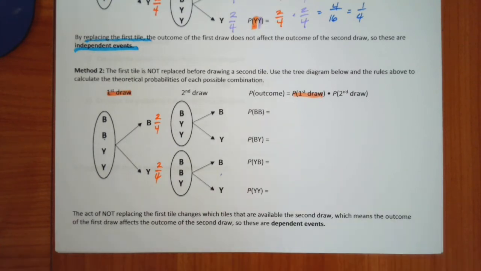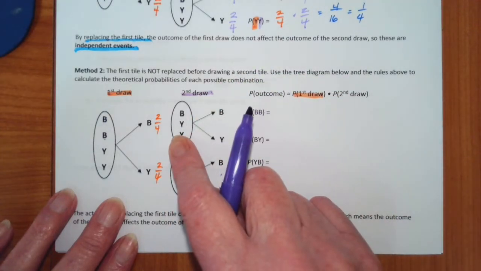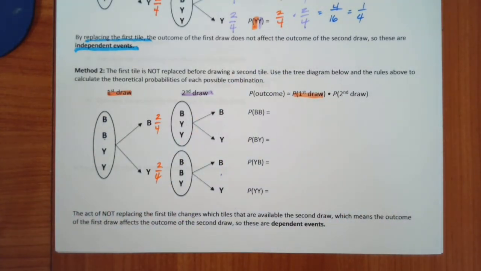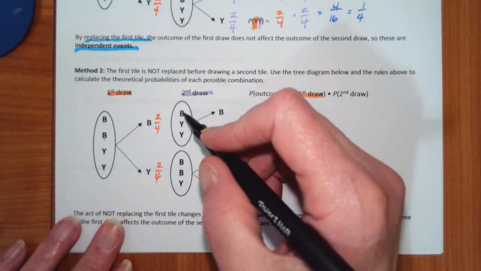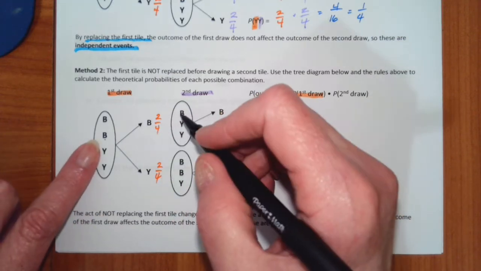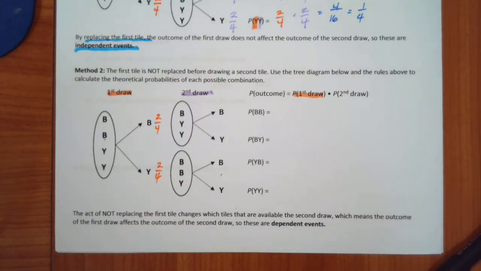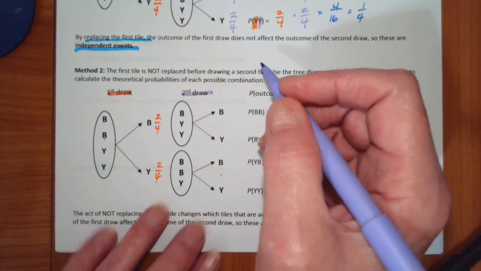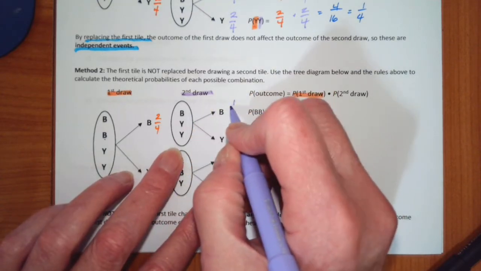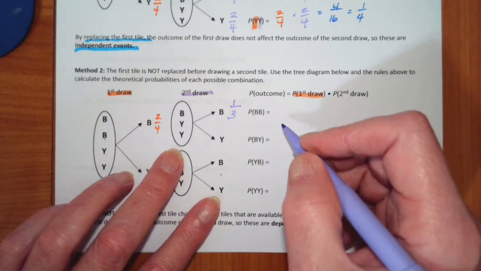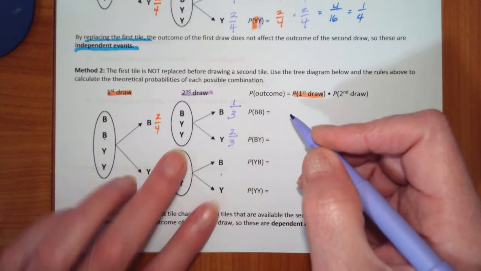So now we look at our second draw, and our bag has changed. This one has not been put back in. So our bag has changed. Now one of the blues is gone, so we're only left with one blue and two yellows. So that is going to change our probabilities. Well, on the second draw from this bag, there is only one way out of the 3 tiles to get a blue. For the yellow, there are 2 ways out of the 3.